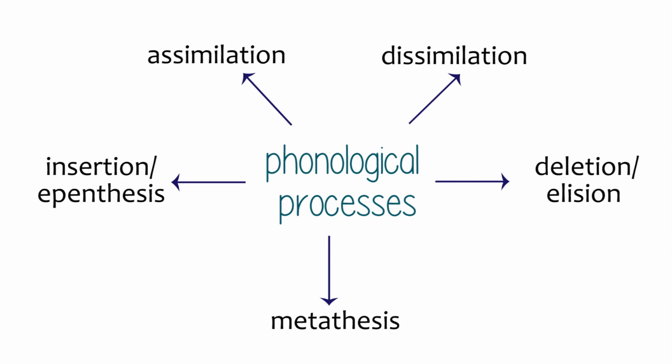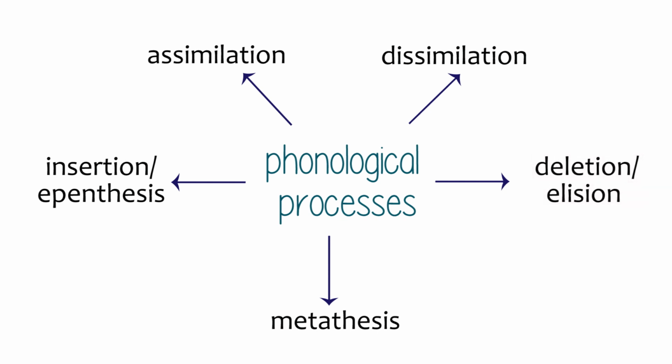We have covered two phonological processes so far. We have covered assimilation, and then we had dissimilation. So the third phonological process that I'm going to discuss is going to be deletion, which may also be referred to as elision. These are basically two different names for the same process.